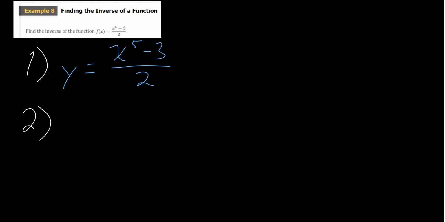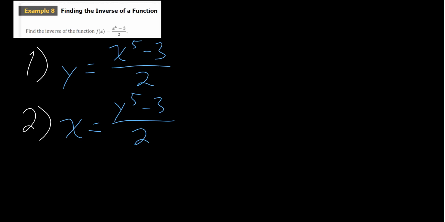Okay, so find the inverse function here. So once again, we're going to step one. I'm not going to write it out in words anymore. So step one, we change f of x to y. So we got y is equal to x to the 5th minus 3 over 2. Step two, I interchange x and y. So I've got x is equal to y to the 5th minus 3 over 2.